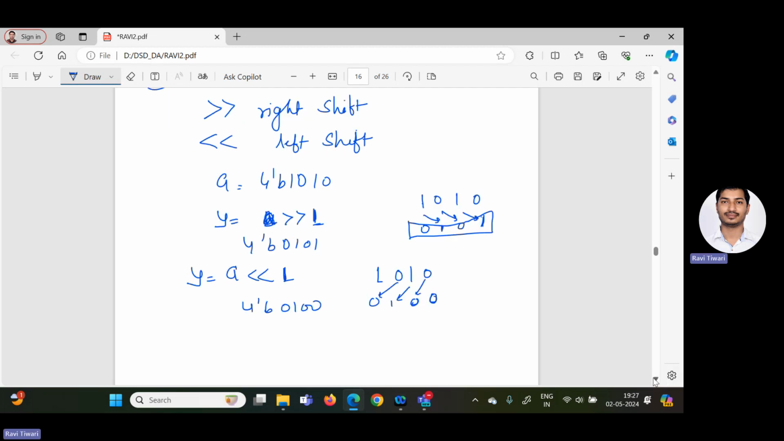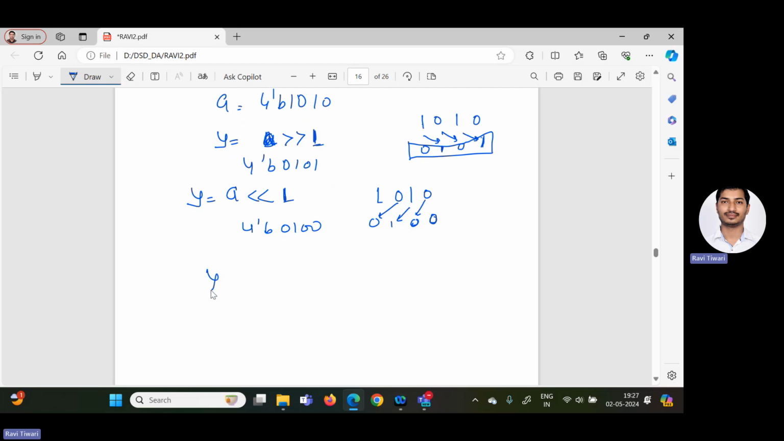Similarly, if I am writing for the double shift, so Y is equal to A double shift means what? A shifted 2 times. Okay, so first you write down A is equal to 1010. This is the right shift, so you will get 0101, right? Like this. Now again, this is for the single shift. If it is a double shift, then you have to pad 0 again, and then this 1 will come here and this 0 will come here. So what you will get as the final answer? Y is equal to 4'b0010.